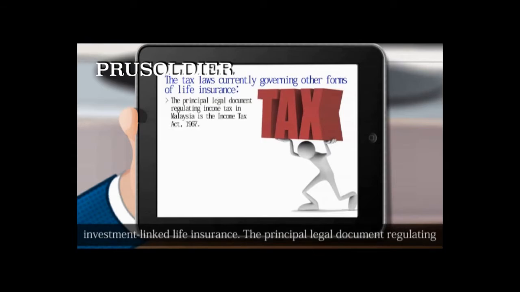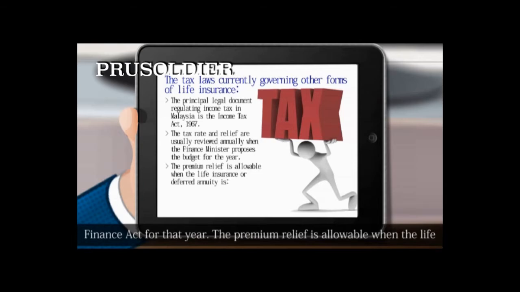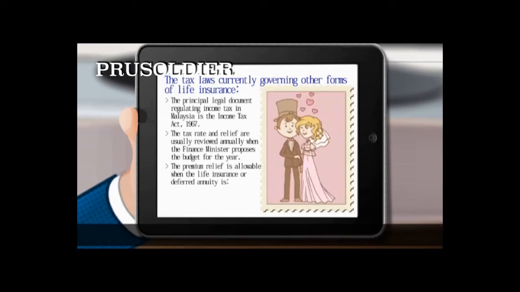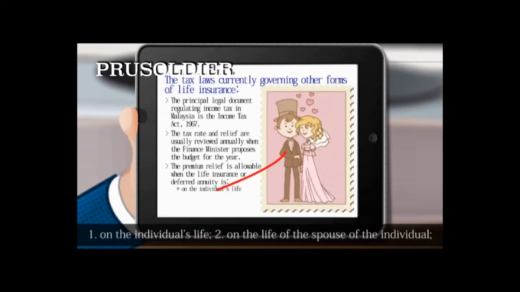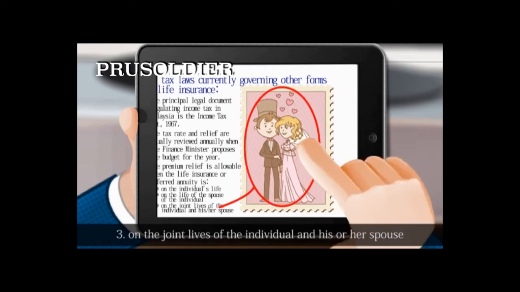The principal legal document regulating income tax in Malaysia is the Income Tax Act, 1967. The tax rate and relief are usually reviewed annually when the finance minister proposes the budget for the year. These rates are then incorporated into the Finance Act for that year. The premium relief is allowable when the life insurance or deferred annuity is 1. On the individual's life. 2. On the life of the spouse of the individual. 3. On the joint lives of the individual and his or her spouse.